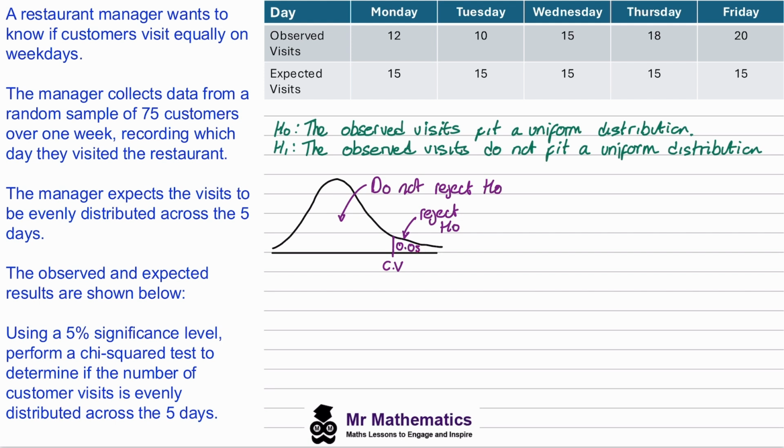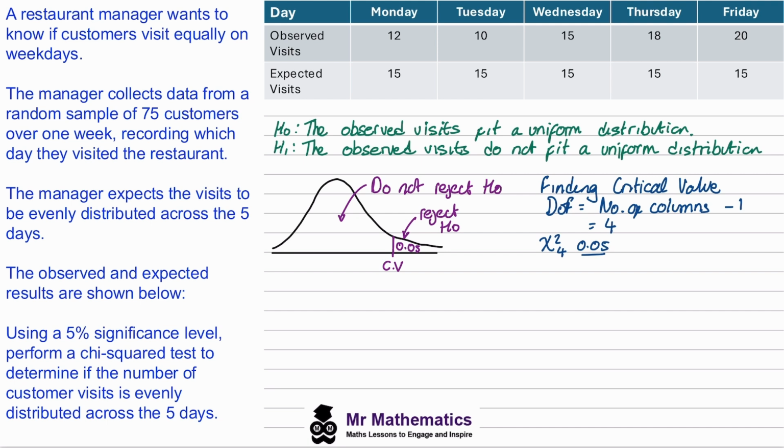So if we focus on the critical value, the first thing we need to do is to find our degrees of freedom. And this is the number of columns minus 1. So we have 5 days of a week. So we'll have 5 take away 1. We'll have 4 degrees of freedom. So we're looking at a chi-square test with 4 degrees of freedom at the 5% significance level.